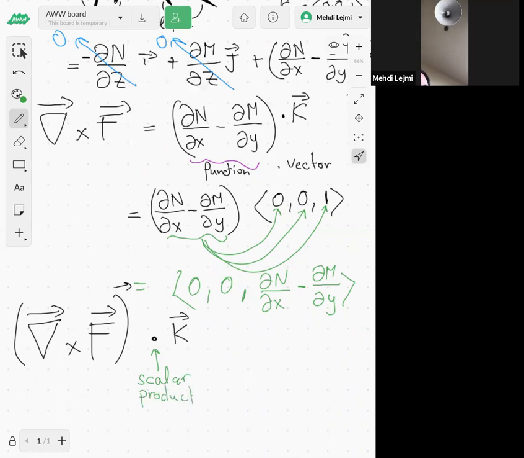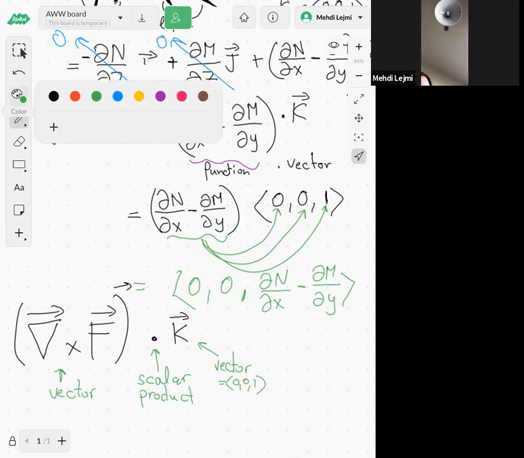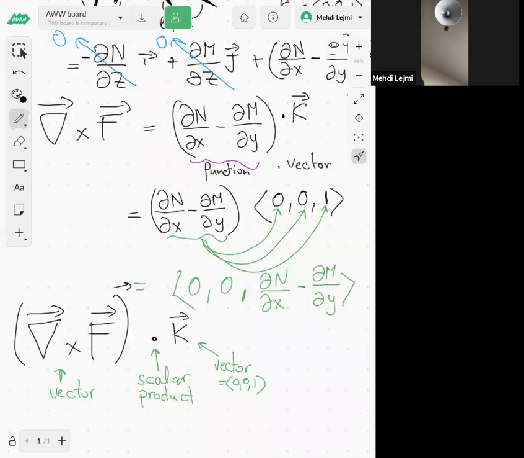This is a vector here, and this is also a vector. So if you do the scalar product with k, and k is just the vector 0, 0, 1, you're going to have 0 times 0 plus another 0 times 0 plus this function here times 1. So that will be partial N partial x minus partial M partial y.